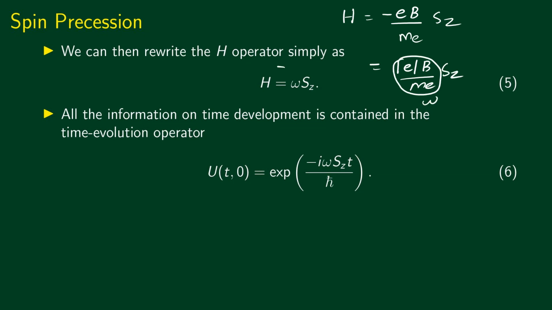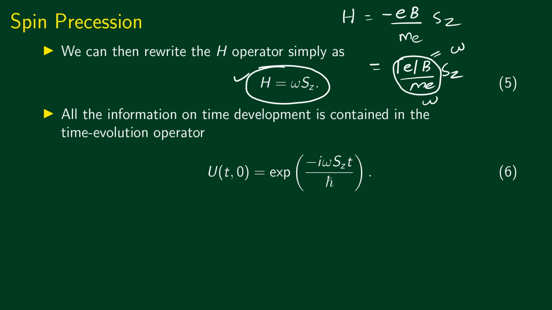So the Hamiltonian can be put in a simpler form. We'll write this as H is equal to omega SZ, where omega is modulus EB divided by ME as we defined in the previous slide. Not omega E, simply omega. Now we have the Hamiltonian, we can find the time development operator.